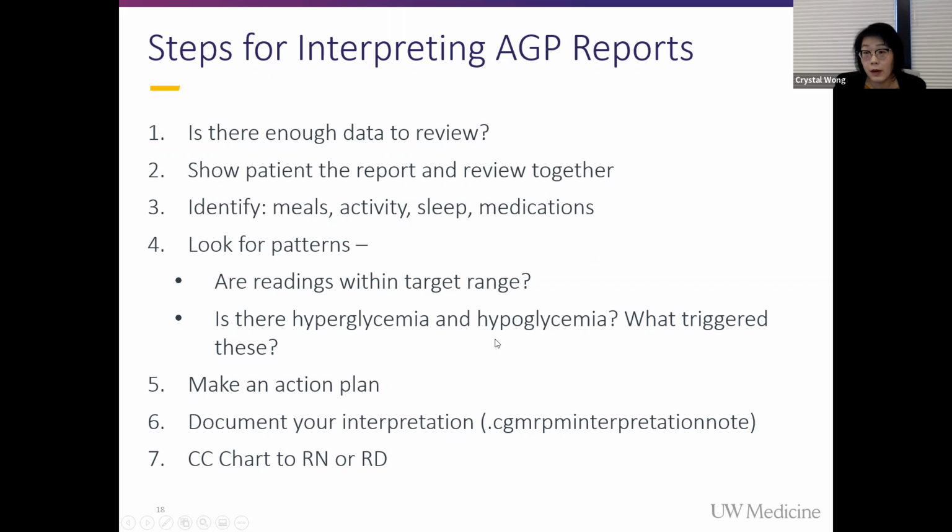Is there hypoglycemia? What happened? Did you skip breakfast? Did you miscalculate your insulin? I don't know. What's going on? You'll make an action plan based on the data that you find, and then you document your interpretation. We have this dot phrase right here, the CGM RPM interpretation note, and this will help prompt you to put in your interpretation and any changes to the care plan, and it'll meet criteria for billing out the interpretation code. And I'll show you a table with the billing and coding information in the next few slides.